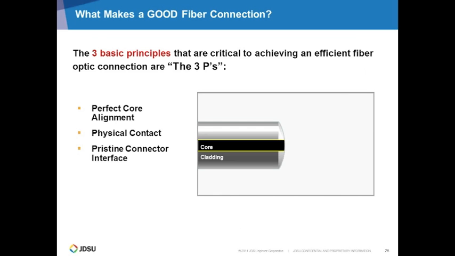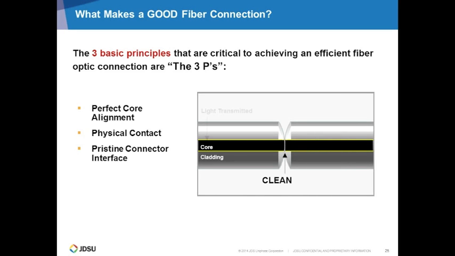So what makes a good fiber connection? We call it 3Ds, which represent three major things that are influencing fiber connection: perfect core alignment, physical contact, and pristine connector interface. If you imagine this like a garden hose, if you connect those two garden hoses together and the connection is good, then the water will not leak.